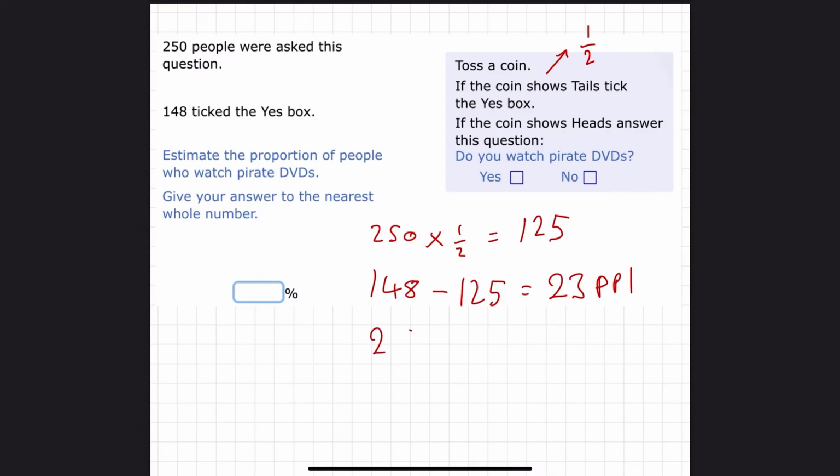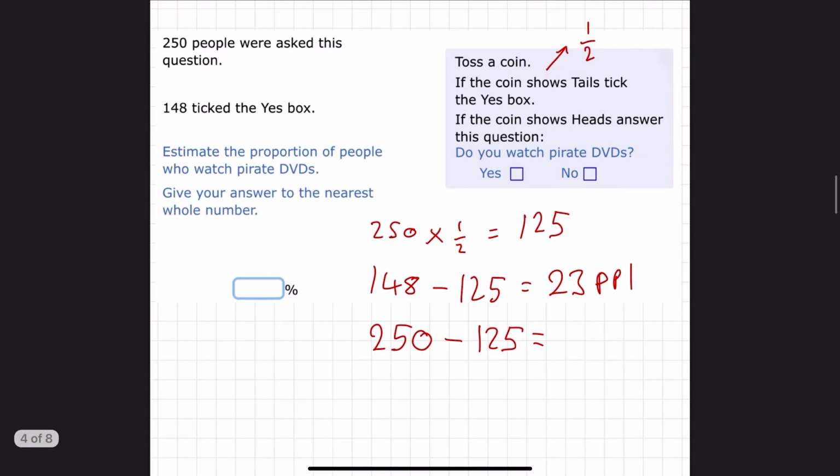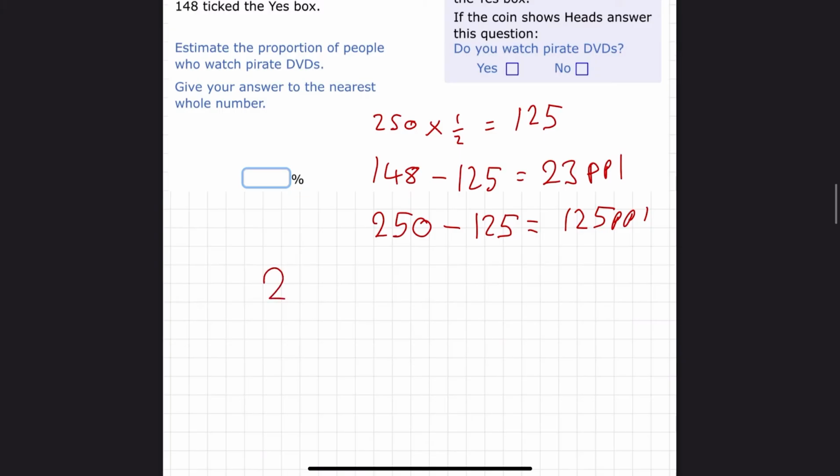And if I take my 250 people and I get rid of the 125 people who landed on a tails and just ticked yes without reading the question, we get 125 people. So 23 people have ticked yes, 125 people have actually answered the question. And 23 out of 125 is 18.4%, which they want to the nearest whole number, so 18%.